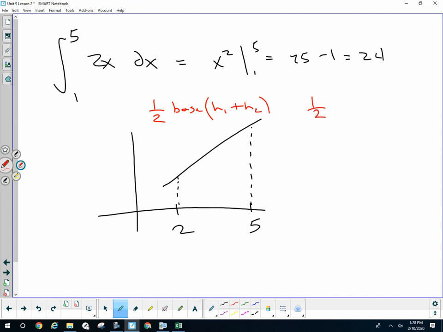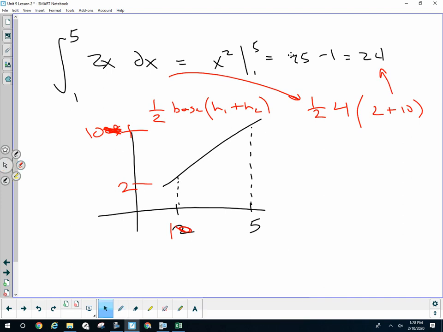Well, our base length is going to be, sorry, this is 1 to 5. Our base length is the 5 minus 1. We can see that from our integral. So 4. Where do I get my heights from? Yeah, in this case, though I don't ever want to see you do this in other situations, you can plug in 5 and plug in 1 to see that the height at 1 is 2 and the height at 5 is, sorry, 10. So 1/2, 4, 2 plus 10. Am I going to get 24? Yep, 12 times 2, 24.